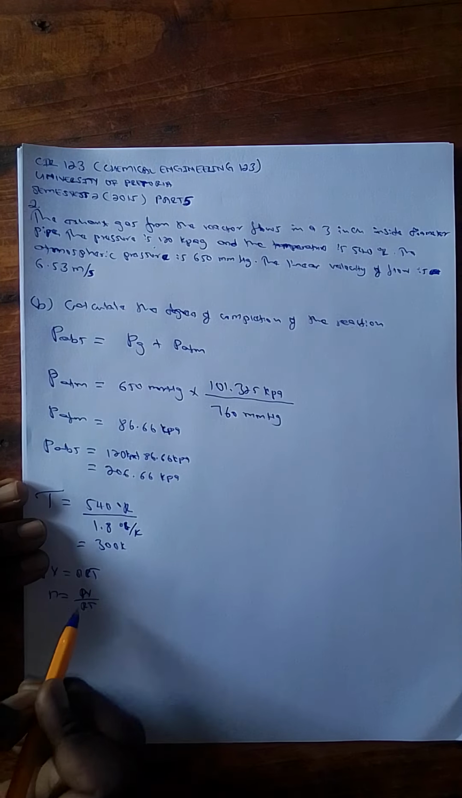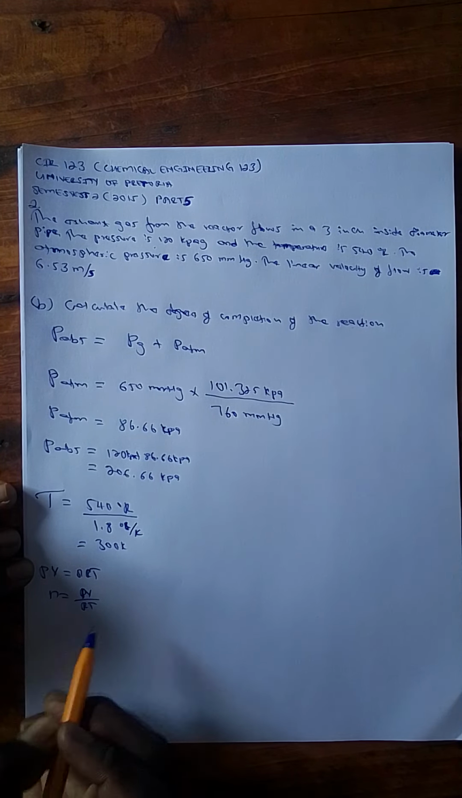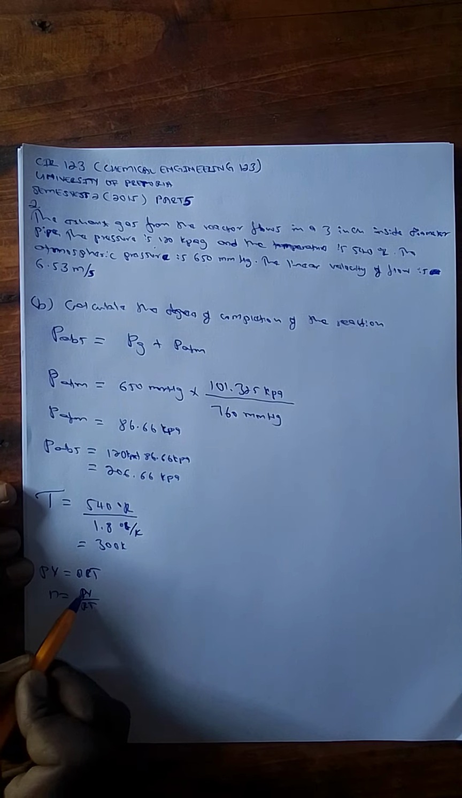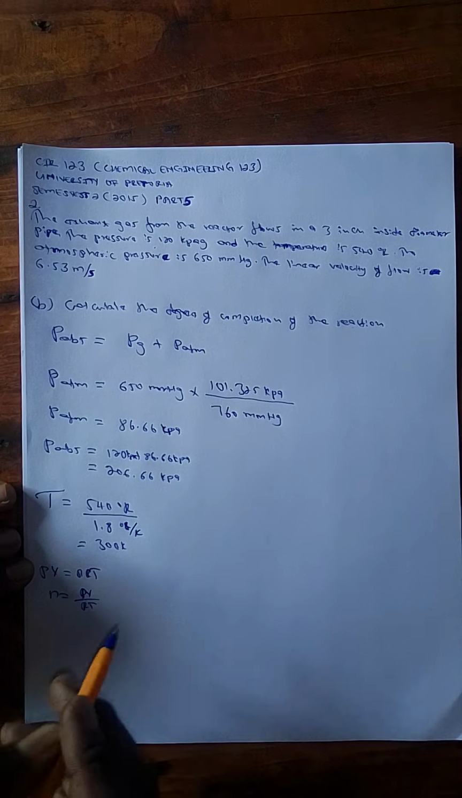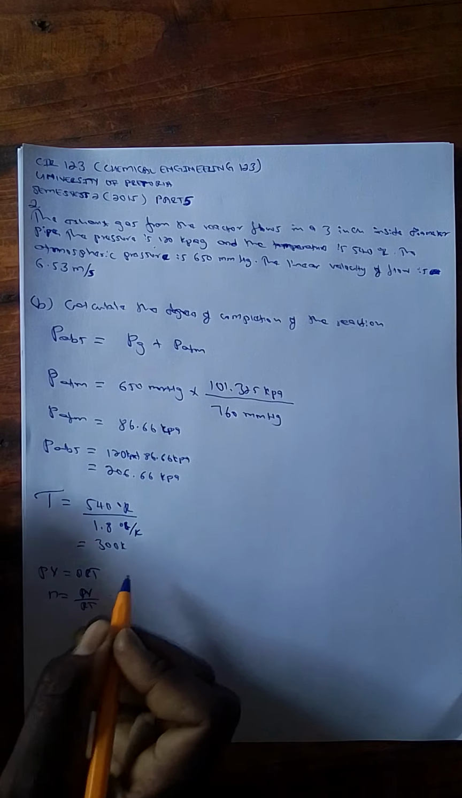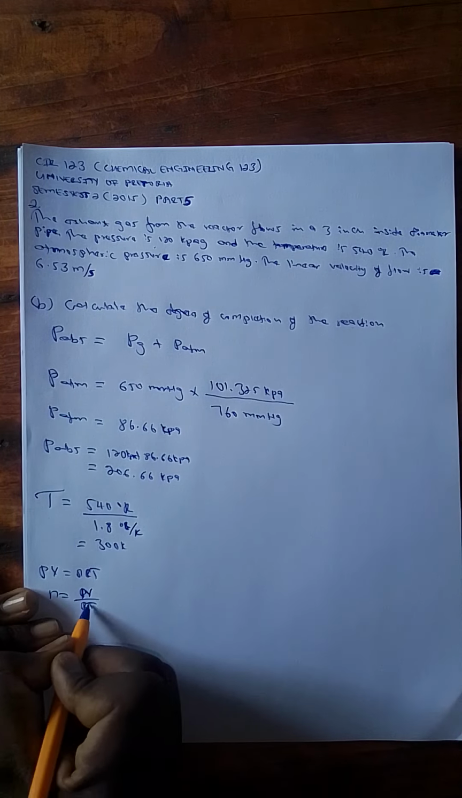We need the pressure, the volume, R, which we know, and then the temperature. So far, we have the temperature and the pressure. R is a constant, and now we also need the volume. For us to get the volume, it's a little bit tricky, but it's not so difficult.